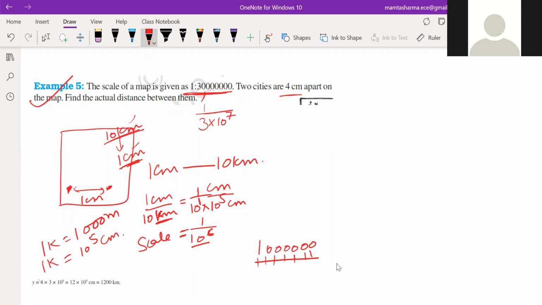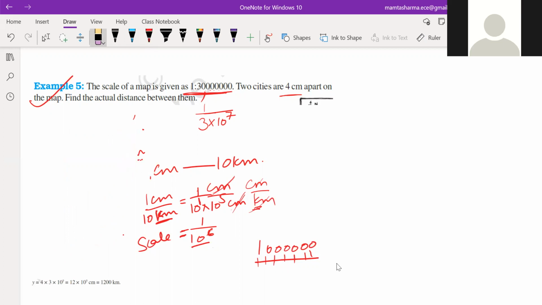Now the question is that this unit should also get cancelled. If the unit is the same, then only you can cancel the unit. You cannot cancel centimeter by kilometer. First convert this kilometer to centimeter, then the unit will be cancelled out. That is the important point taking this example. So now you solve this question. This question is based on the similar concept.